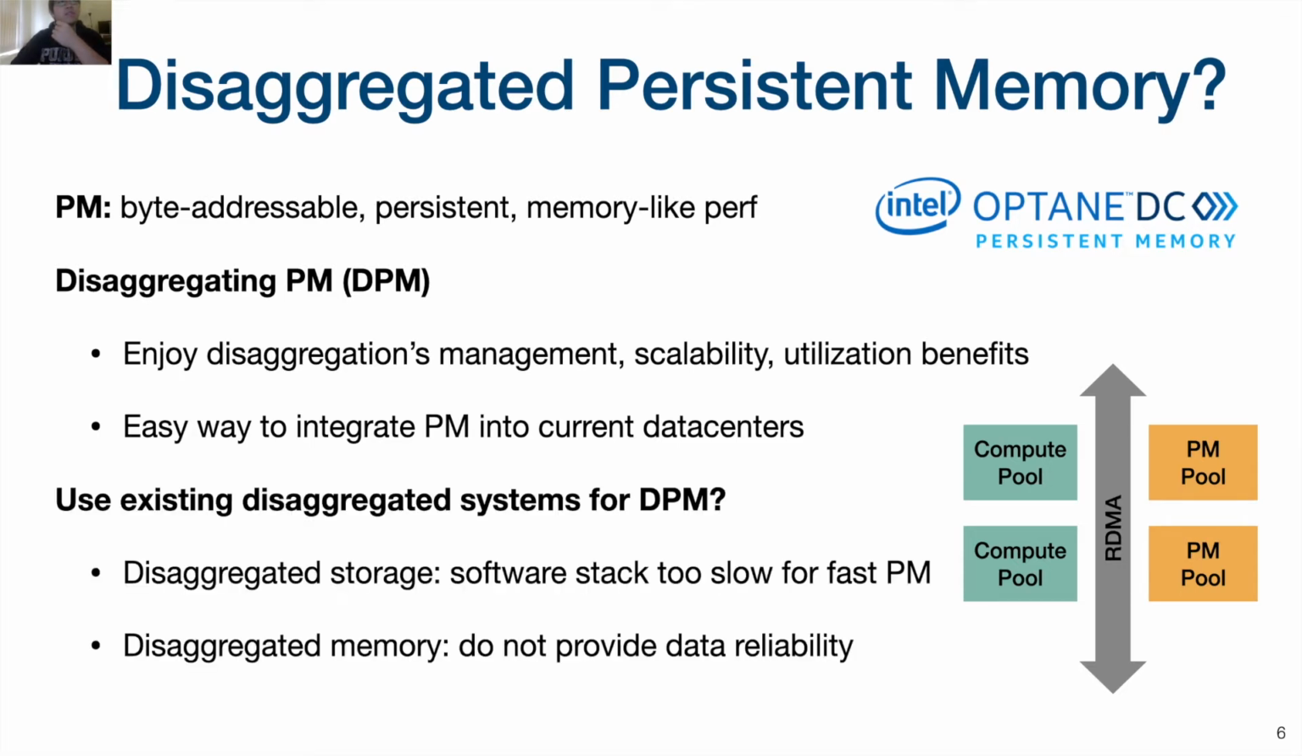Can we use existing disaggregated systems for DPM? The answer is no, because current disaggregated storage systems are designed for SSDs and hard disks. Their software system will be too slow for PM. On the other hand, disaggregated memory systems do not provide data durability and reliability mechanisms and cannot be used either. So how shall we build disaggregated PM?